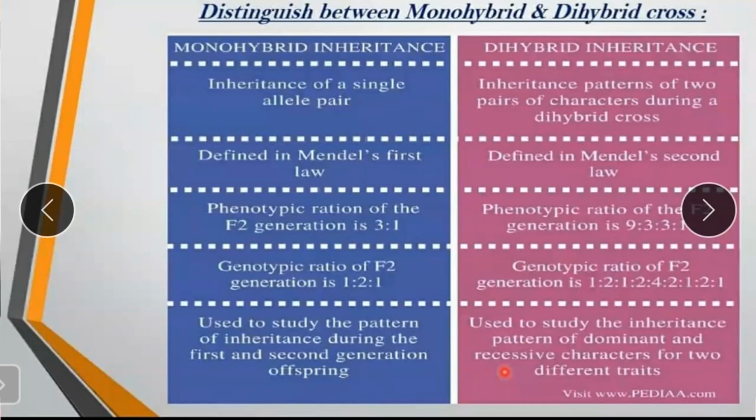Then, how can it be used? Monohybrid inheritance is used to study the pattern of inheritance during the first and the second generation of offspring. And dihybrid inheritance is used to study the inheritance pattern of dominant and recessive characters for two different traits.